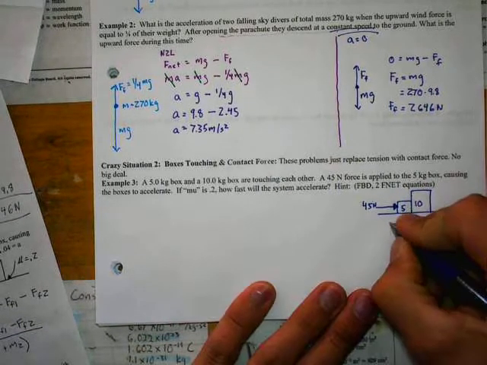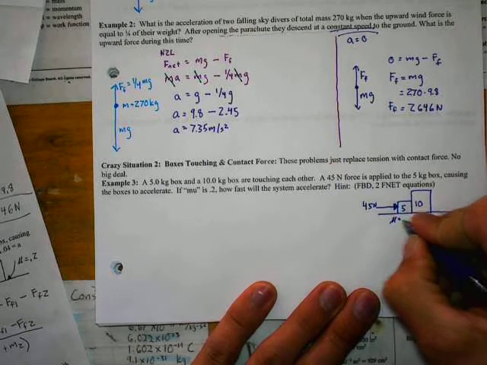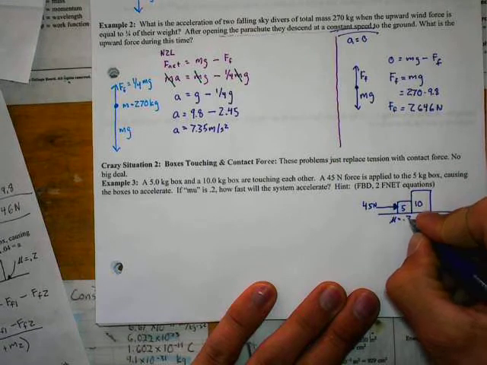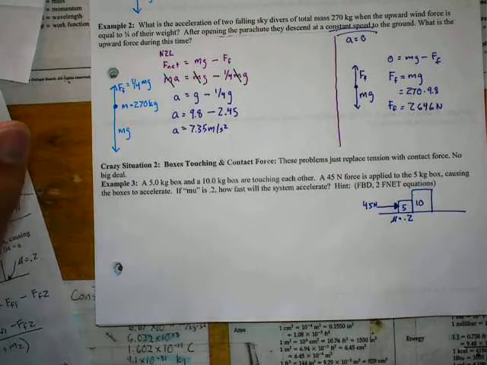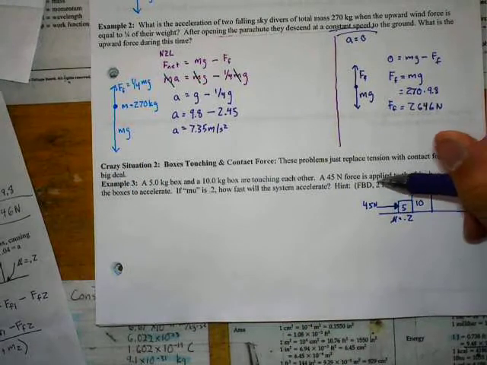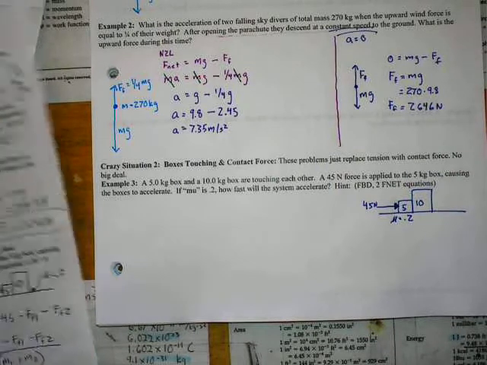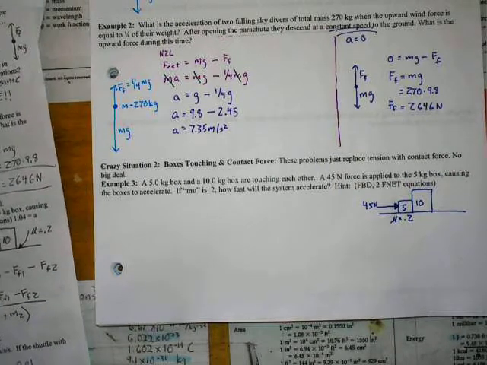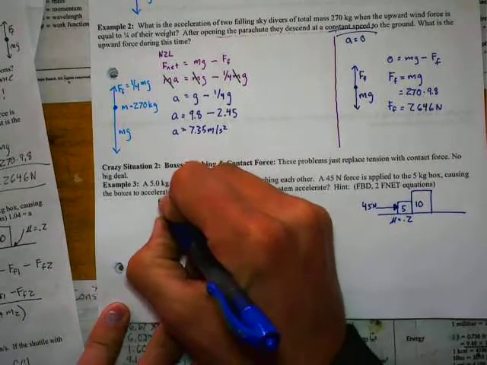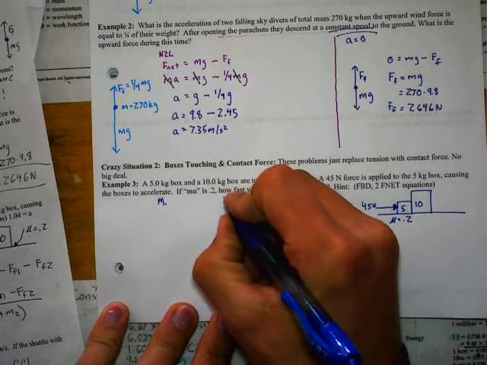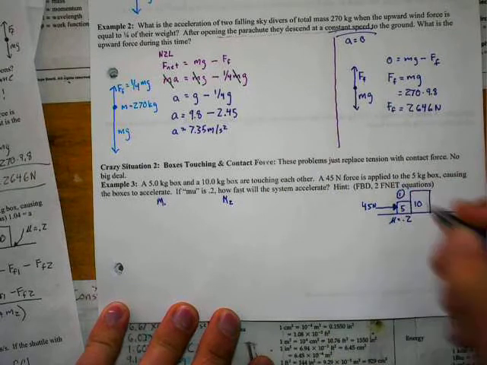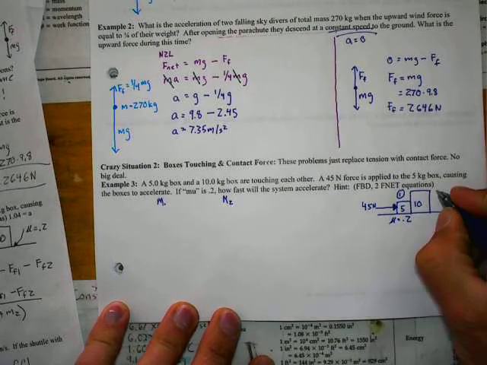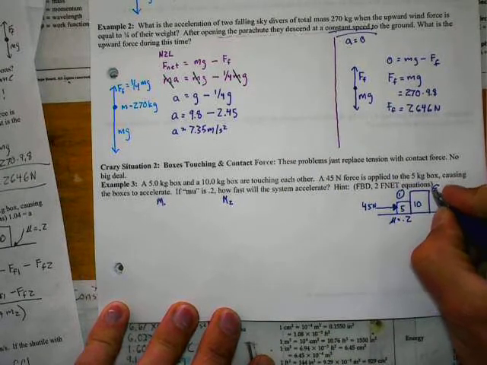Okay, now we also know that mu is equal to 0.2. And what will be the acceleration of the system? Hint: FBD, 2 F net equations. Okay, basically FBD, N2L. So over here, M1. Over here, M2. And we're going to call this M1, and we'll call M2 the bigger box, or the more massive box.